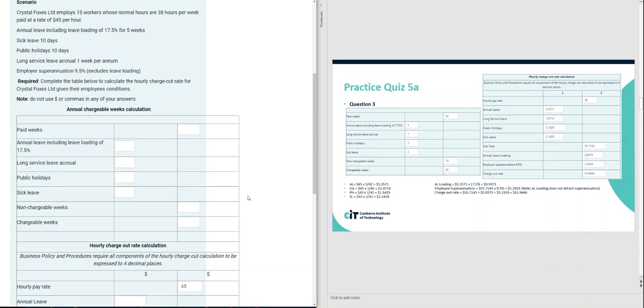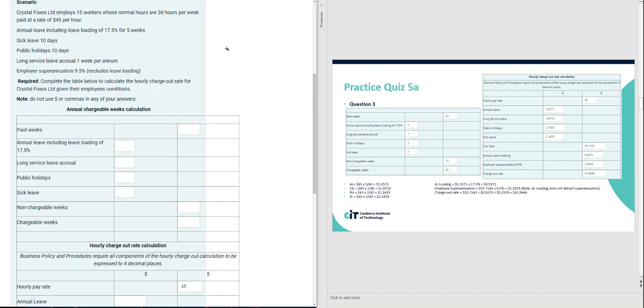In this scenario, Crystal Foxes Limited employs 15 workers whose normal hours are 38 hours per week, paid at a rate of $45 per hour. Annual leave, including leave loading of 17.5%, is 5 weeks. Sick leave is 10 days, public holidays are 10 days, and long service leave is accrued at 1 week per annum. Employer superannuation, excluding leave loading, is 9.5%.